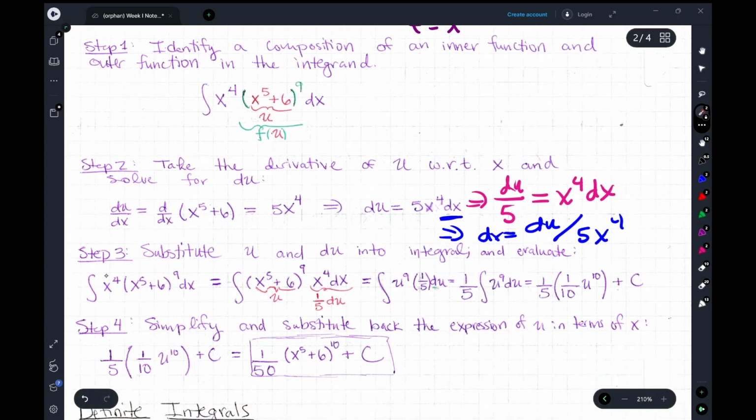Okay? Step 3 is to substitute u and du into the expression. So rewrite the integrand in terms of u and du. Integrate, take the antiderivative, and then substitute back the expression for x in terms of u. And that is how integration by substitution works.